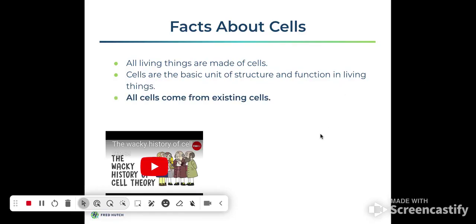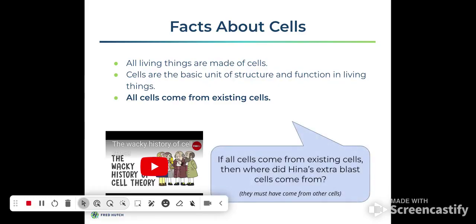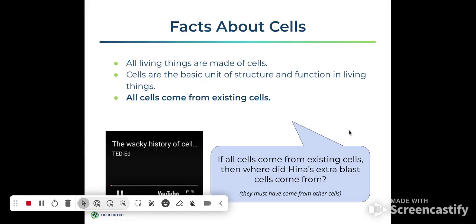And lastly, all cells come from existing cells, which is what we're going to focus on in these notes. At this point, you should pause and watch the YouTube video to give you a little more history about how the cell theory came about, and the research and the scientists involved in creating those statements. Okay, so going back to our question, if all cells come from existing cells, then Hina's extra blast cells must have come from other cells. That's what we're getting at.